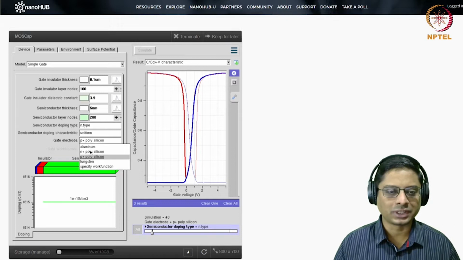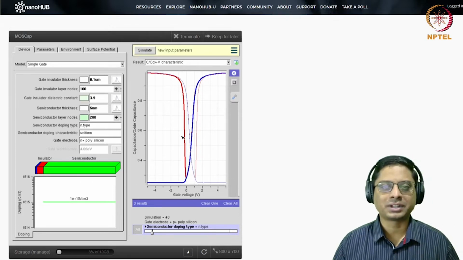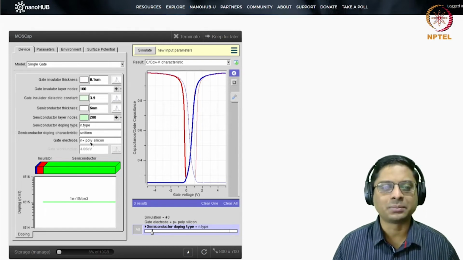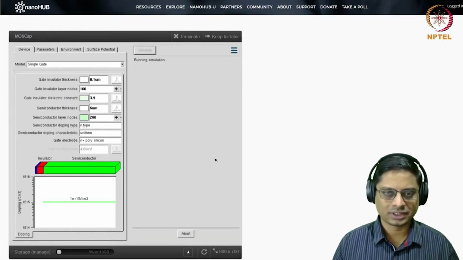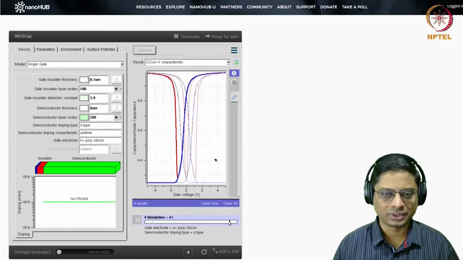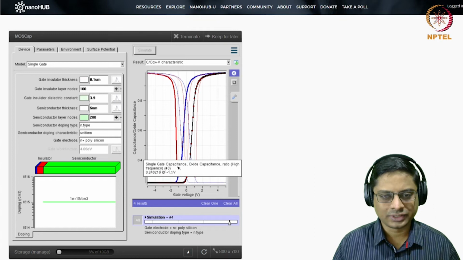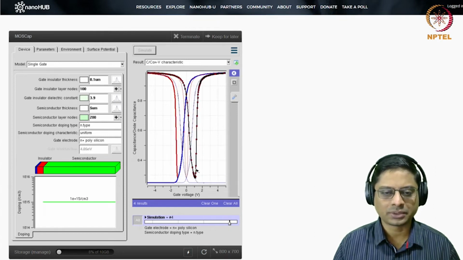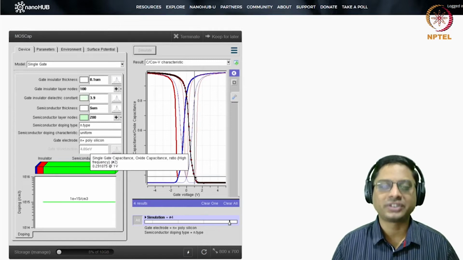But if I use N plus poly, I go with absolutely, I don't care about the impact of phi ms, but I just want to minimize phi ms. If you do that, you would choose N-type and N plus polysilicon. If you do that, it turns out that it would not be a good thing to do. You see here, this is your N-type substrate and N plus poly, and this is your P-type substrate and P plus poly. On both these occasions, the magnitude of Vt is higher.